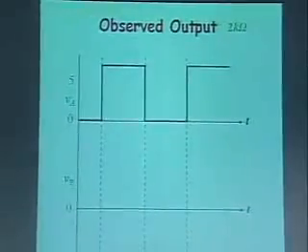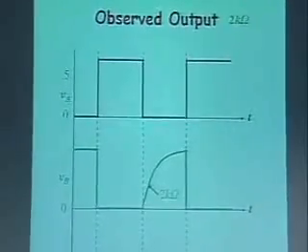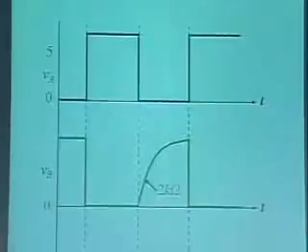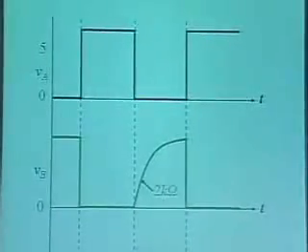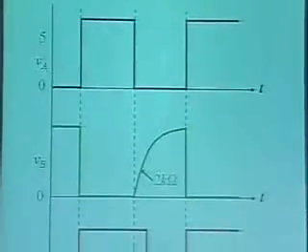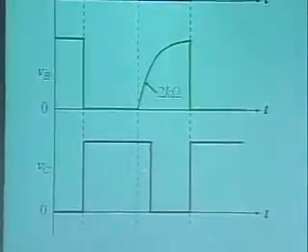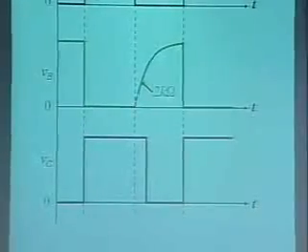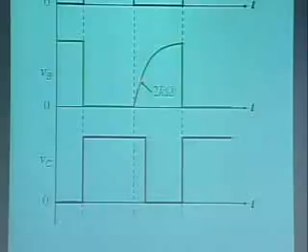Then we observe the following output. Okay, we apply this input at VA, and we got this output, a very slowly rising waveform because of the RC transient. And because of that, you saw a delay. Okay, notice that this delay was because of the slowly rising transient. This waveform took some time to hit the threshold of the neighboring transistor.